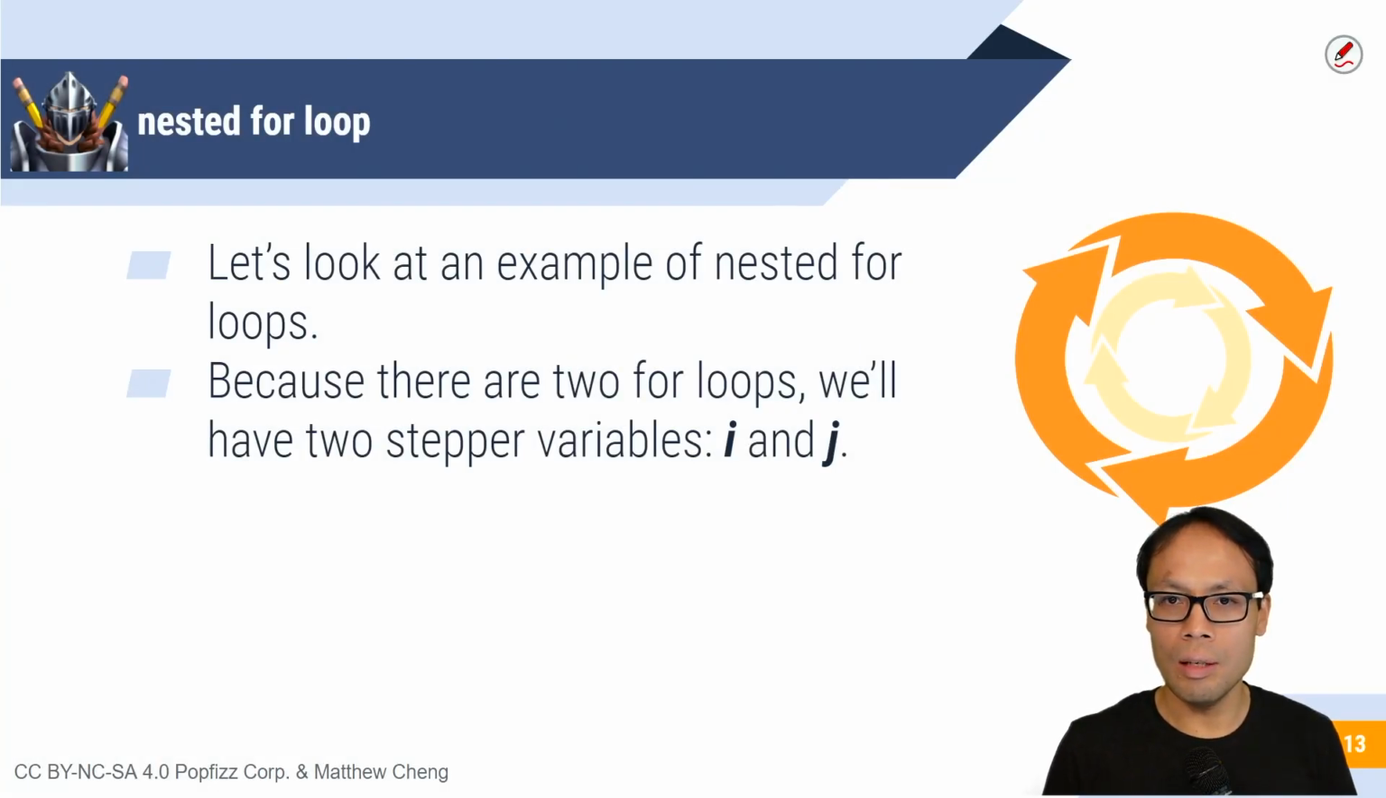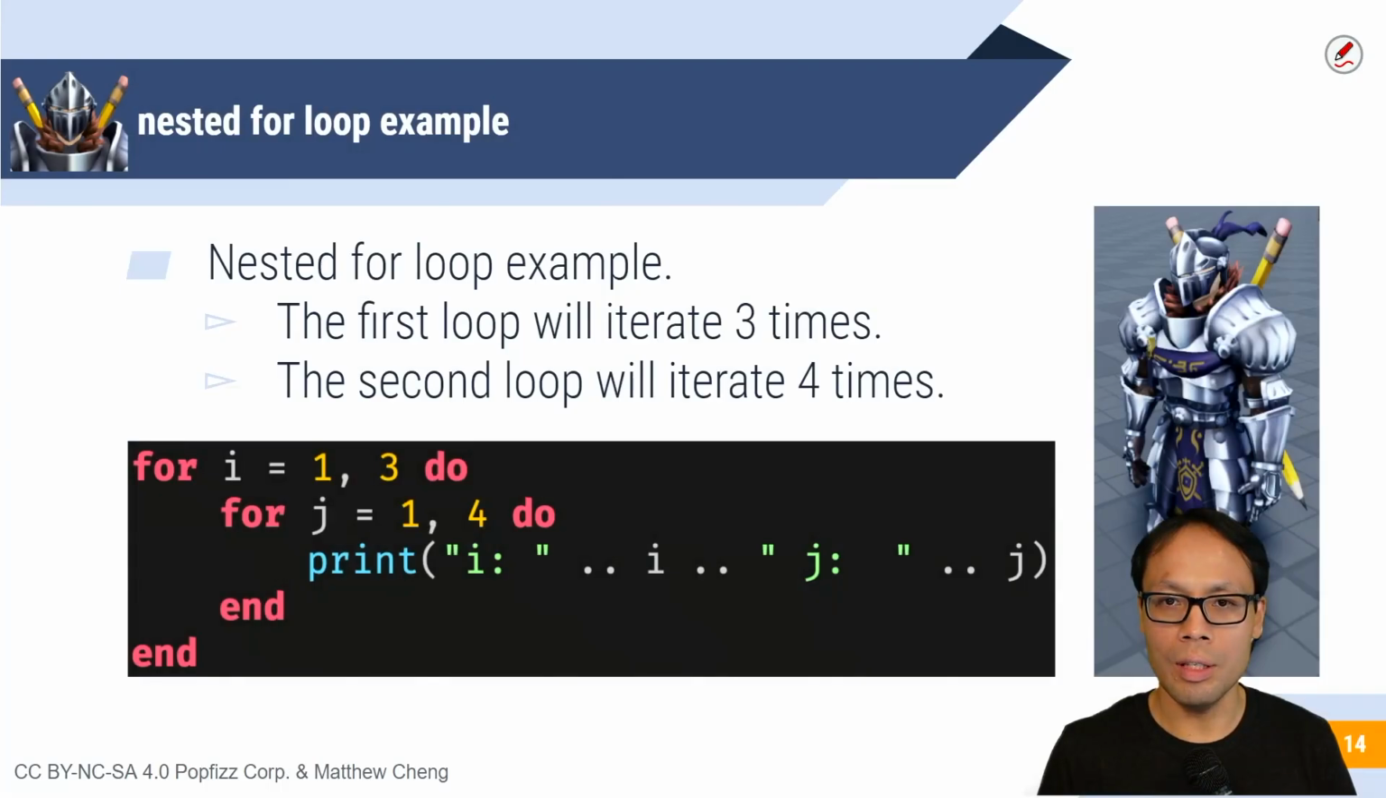Now let's look at an example of nested loops. Because we have two for loops, we're also going to have two step variables, and we'll use i and j in our examples. So for example, here we've got for i equal 1, 3. That's going to loop 3 times. The second loop that we have is for j equal 1, 4, and that's going to iterate 4 times.